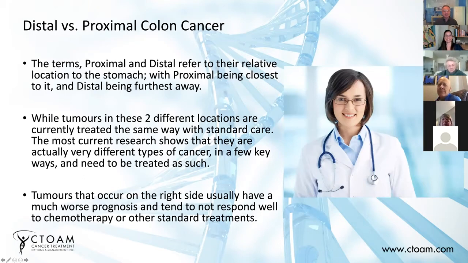Okay, so the terms proximal and distal are also referred to as right and left, and it's all relative to the distance from the stomach. Closest to the stomach is called the proximal, and the furthest from the stomach, which is closest to the anus, is the distal. And so that's referred to as right and left, respectively.